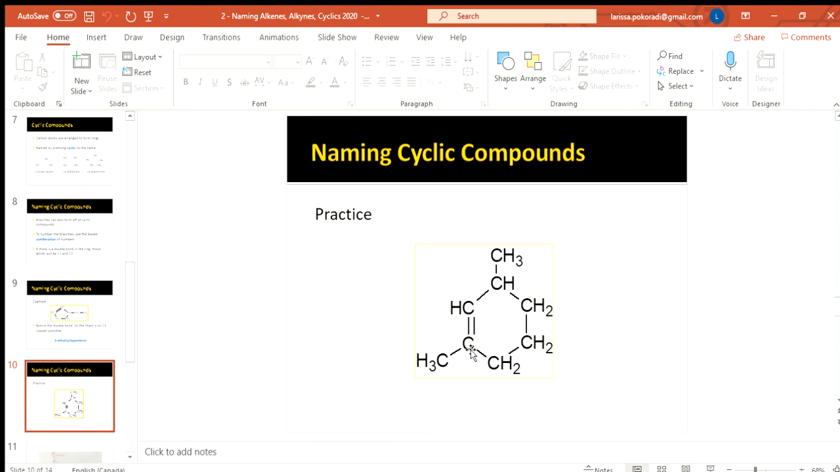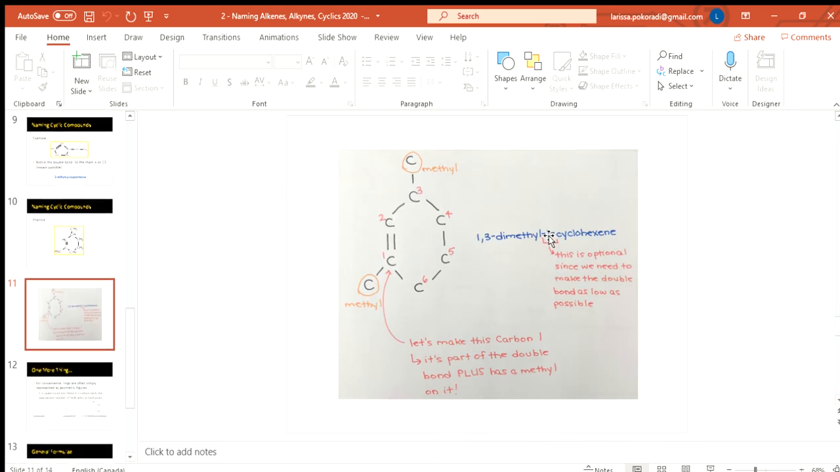If we go in a clockwise direction, we have a 1-methyl, 2, 3-methyl, a 1 plus a 3, 4. It's a lower combination. So when we're numbering, let's make this a 1-methyl and a 3-methyl, so a 1,3-dimethylcyclohexene. Hex because there's 6 carbons, ene for this double bond. Our answer is right here. We can put in that 1 there if it makes you feel a little more comfortable labeling absolutely everything. It wouldn't be wrong, but it isn't essential to put that in there.